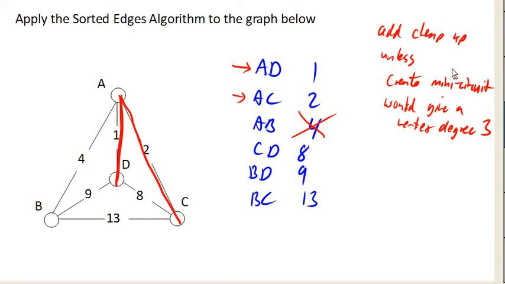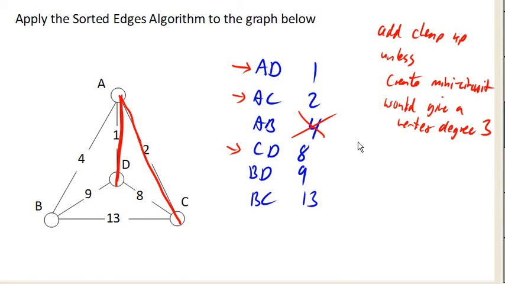C to D, cost of 8. We'd love to add that one. What happens if I add that one? Notice now we have that mini circuit. We have a circuit that does not include vertex B, and so that is bad. I should not be adding that edge.